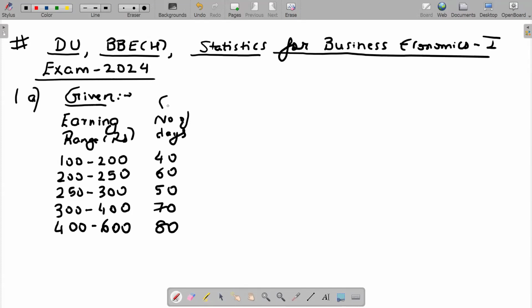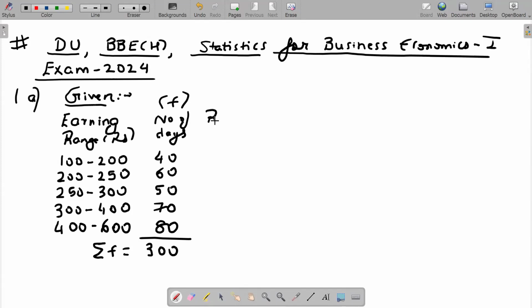So these are my frequencies. First of all, the sum of all frequencies, the total frequency, is 300. You can check that: 40 plus 60 plus 50 plus 70 plus 80 comes out as 300. Now, first of all, I am going to calculate something called relative frequency.